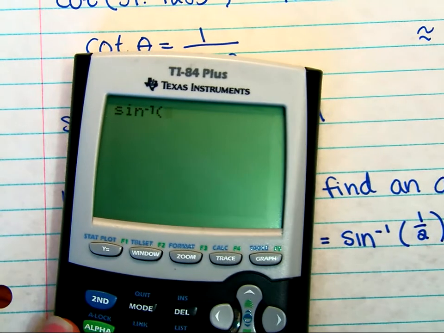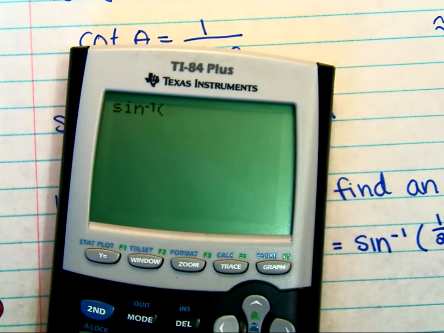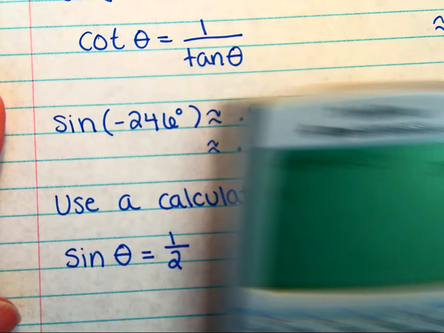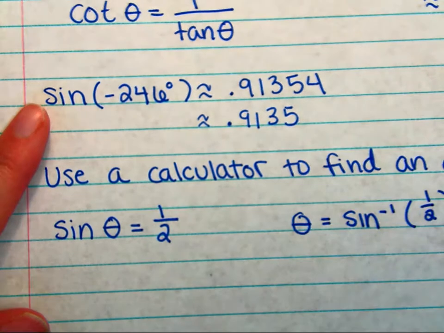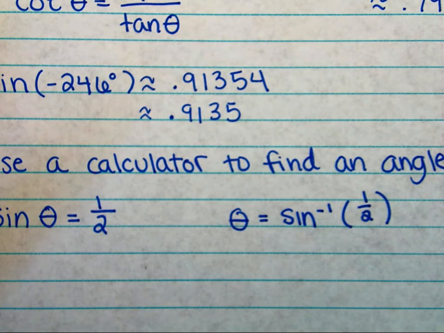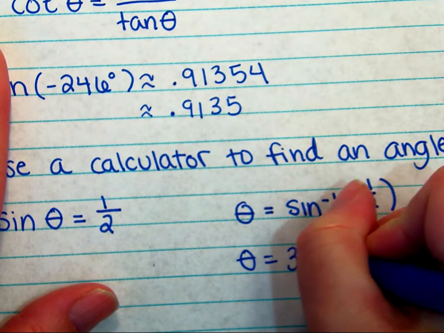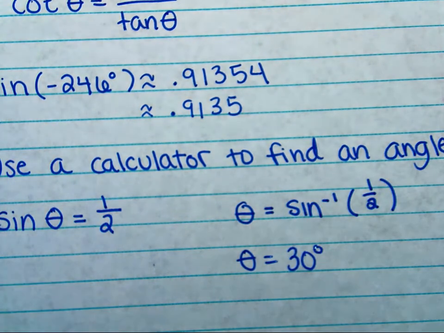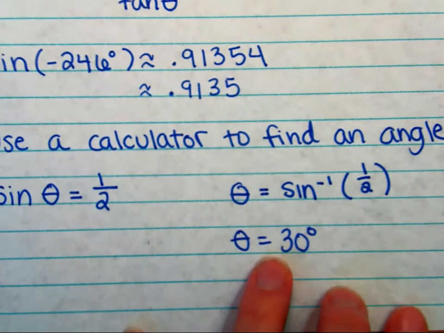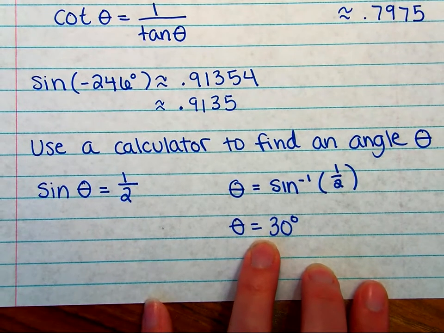I've got inverse sine of 1/2. Here it's going to be super important that you put parentheses, close the parentheses, and I get exactly 30 degrees. Okay? So theta is 30 degrees. You also need to make sure when you are finding an angle that you appropriately label it with a degree sign. Okay?